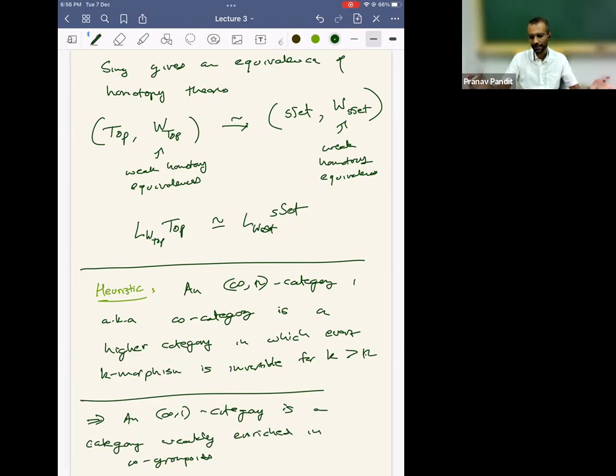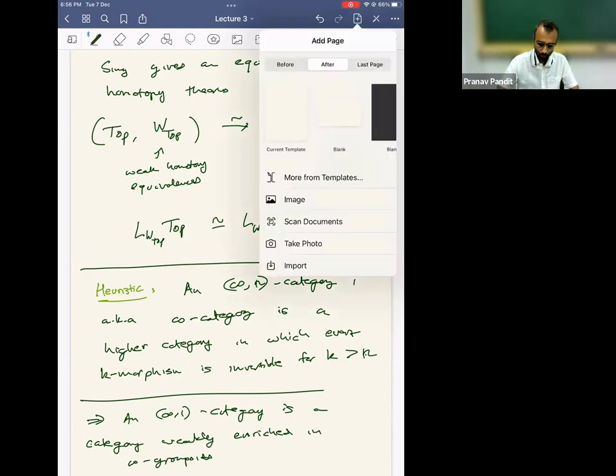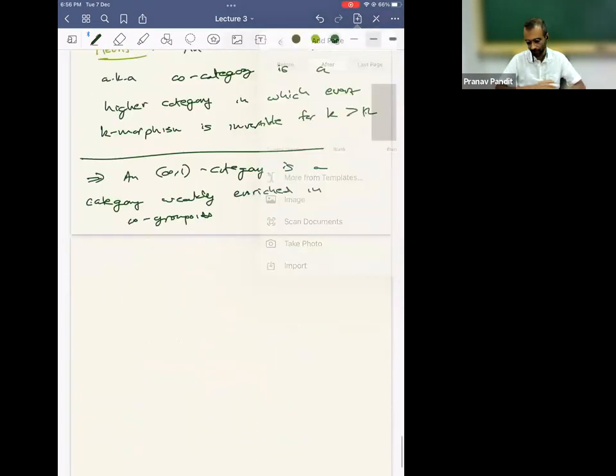Well, I could have said Kan complexes. I could have said it should be enriched in Kan complexes, but it turns out that every simplicial set is weakly equivalent to a Kan complex. I don't lose too much by allowing more general simplicial sets.